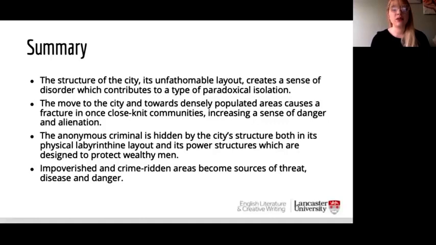In addition to this, the move to the city and towards densely populated areas causes a fracture in these once closely knit communities that increases this sense of danger and alienation and suspicion. It is this which creates the anonymous criminal, hidden by the city's structures, both in its physical layout and the power structures which are designed to protect wealthy men. Finally, the Gothic slum is key to understanding how urban Gothic is used in the text, as impoverished and crime-ridden areas become the source of threat, disease, and danger.